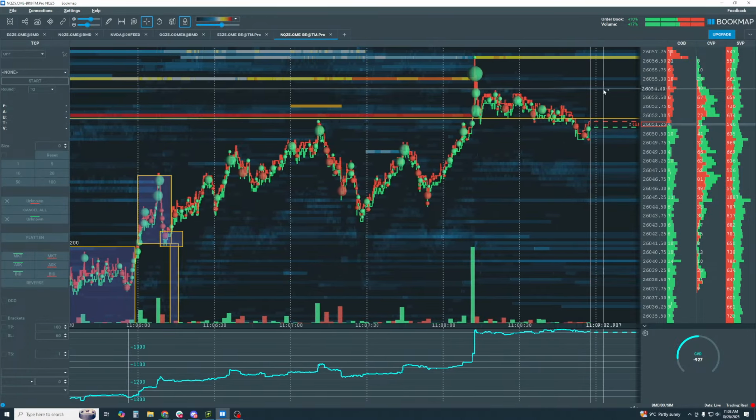Okay, let's see it build right now, right here, and it looks like we can get enough buying interest here. Let's see. No, we're getting sellers. We need buyers.